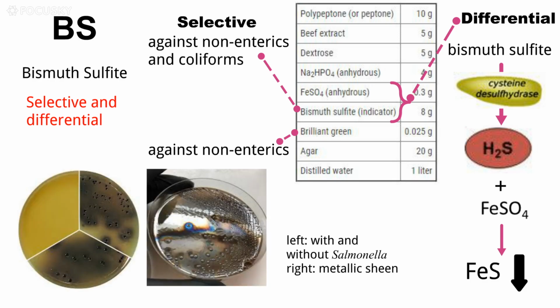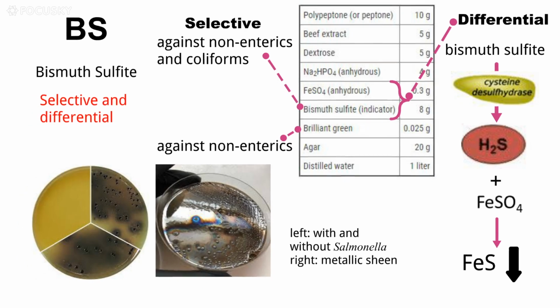The left picture showed you that a typical Salmonella colony on BS is black or green in color, usually with dark halo in surrounding agar. But it is possible that there is no dark halo. The colony itself and the agar surrounding it often have metallic sheen as shown in the right picture.